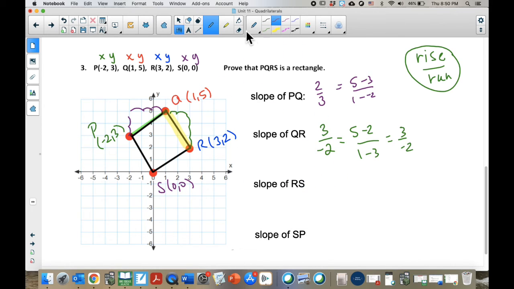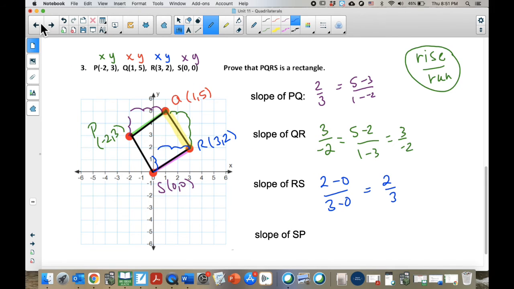RS, where is RS? Okay, here's RS, and I like RS because it has that 0, 0 in there, which just makes it easy, doesn't it? So if I do y sub 2 minus y sub 1, I can do 2 minus 0, so this 2 minus this 0, and 3 minus 0. And so that comes out to be 2/3. And again, I could just count rise over run, 1, 2, 1, 2, 3.